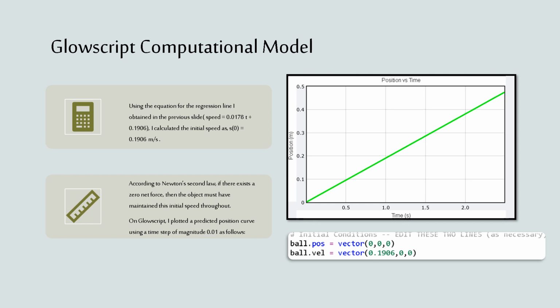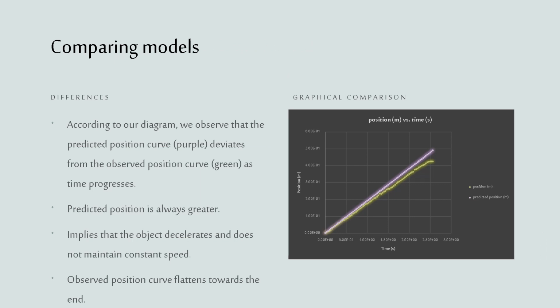This is because, according to Newton's second law of motion, if there exists a zero net force acting on the object, then it must have maintained its initial speed throughout. On GlowScript, I plotted a predicted position versus time curve using a time step of magnitude 0.01 and the derived initial speed value and plotted the graph on the upper right of this presentation. Now, to compare both of our models, I plotted the predicted position versus time curve on the same graph as the observed position versus time curve.